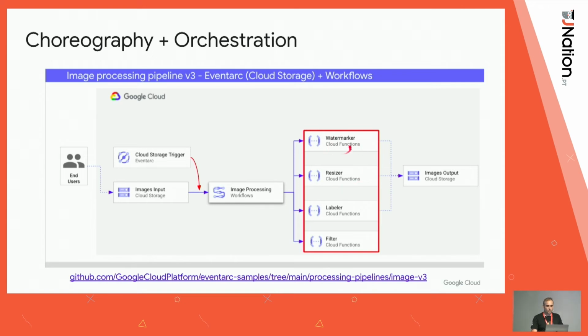And then finally, the watermarker function will get the labels from this function, and it will get the resized image from this function, and it will create this new image that has the image and the labels on top as a watermark, and it will save it to the output bucket.